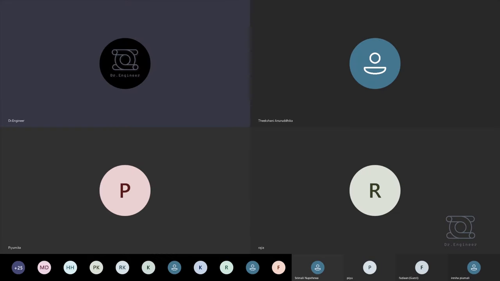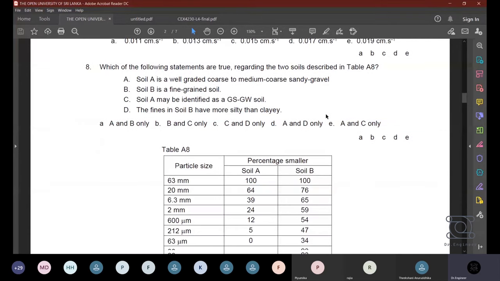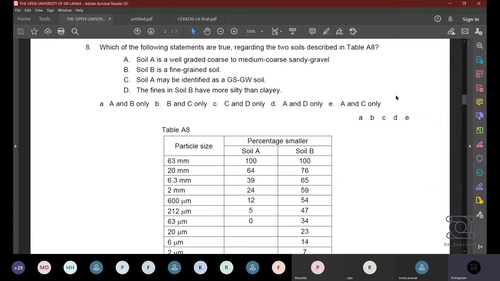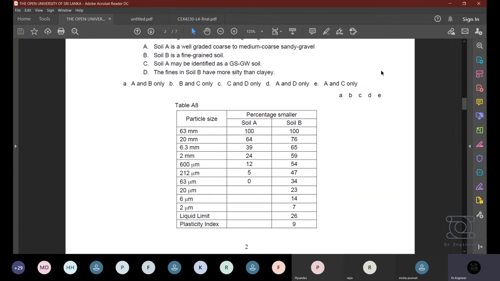So the next question is based on your particle size. Right. So when you see here, which of the following statements are true regarding the two soils described in table 8, right? Soil A is well-graded coarse to medium sandy gravel. Right, there are so many data, so many things are described. So well-graded, so what is the condition for well-graded? So we need to know the CU, coefficient of uniformity. We need to know the coefficient of curvature. Curvature should be 1 to 3.